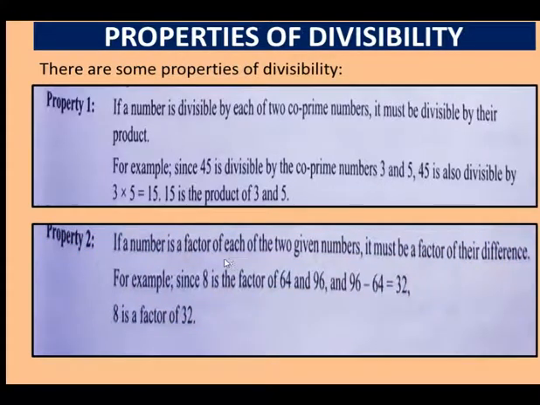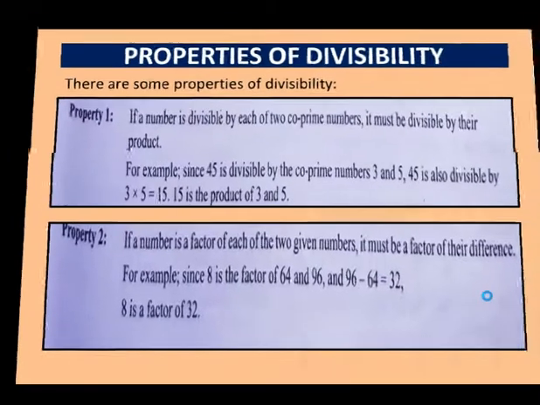Then if a number is a factor of each of the two given numbers, it must be a factor of their difference. For example, 8 is the factor of 64 and 96. And 96 minus 64 is 32. So 8 is the factor of 32 also. Means if a number is a factor of two given numbers, then it should be the factor of their difference also. Okay.